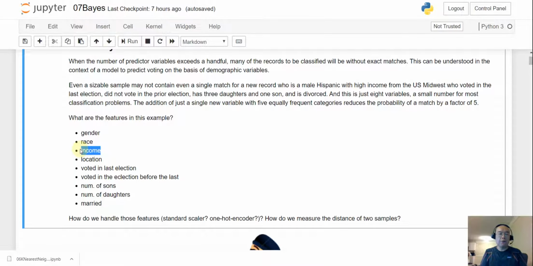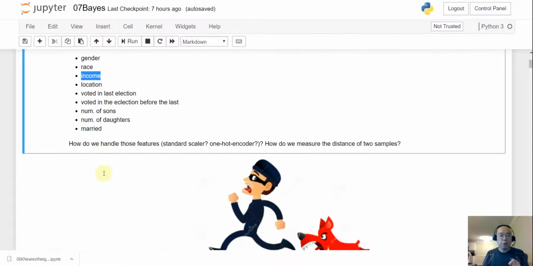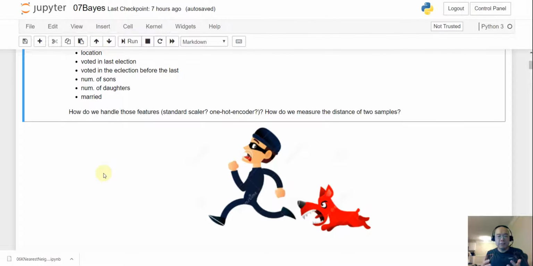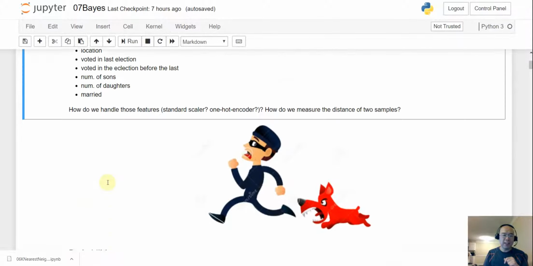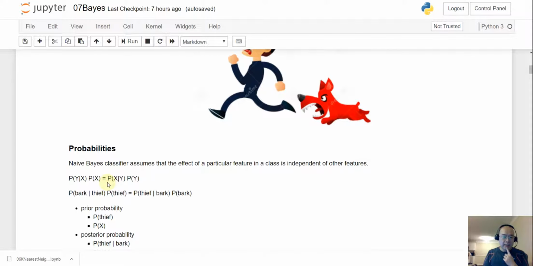So we have to switch to another machine learning algorithm in this case. Before we formally introduce naive Bayes, I want to use a thief and a dog bark example. You guys may know Dr. Mark is a dog person, right? So we are going to use him as an example.